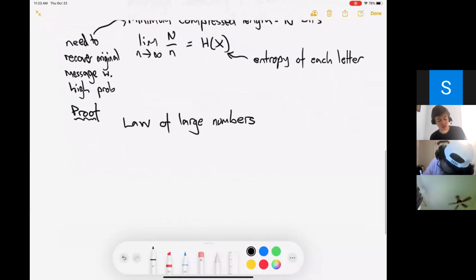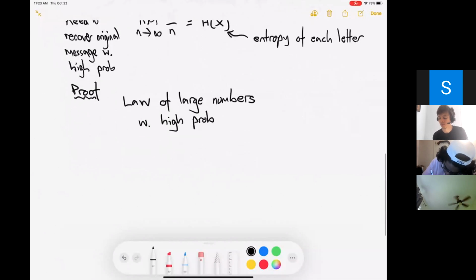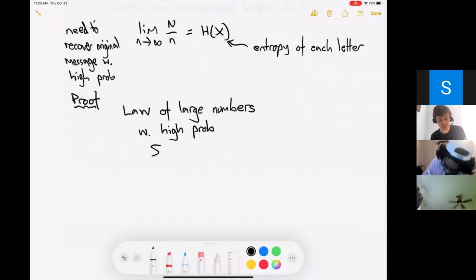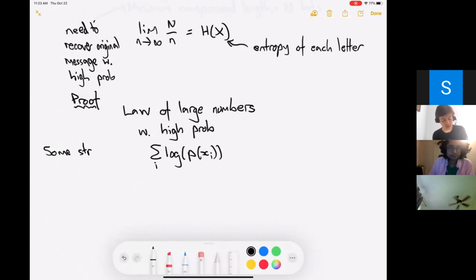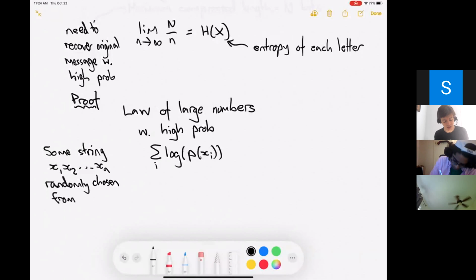Okay. So the law of large numbers says that with high probability, which we could quantify if we wanted to, the sum over i of the log of the probability of getting the letter xi. So we have some string of letters x1, x2, ..., xn, and this is randomly chosen from the IID distribution.